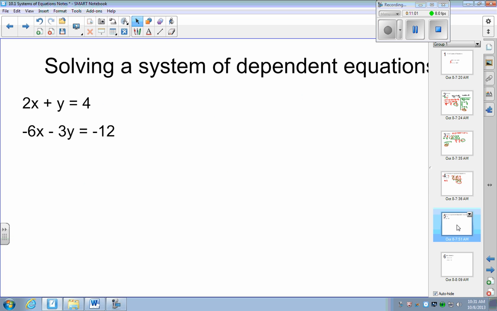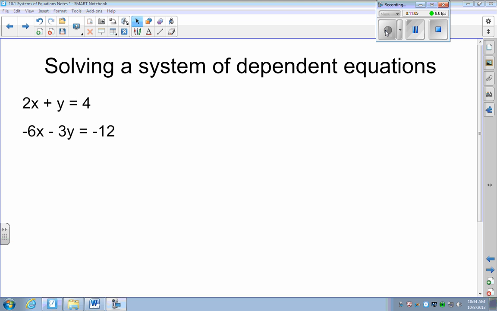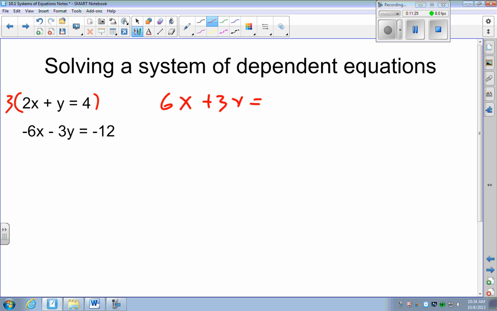Now let's look at something that actually has an infinite amount of solutions. And these are systems that are dependent on each other. So to start off, let's do this. Let's solve this by elimination. Let's multiply by -3. Oops, no, I'm sorry. Let's multiply by 3. We get 6x plus 3y is equal to 12. I'll write this one all underneath it.